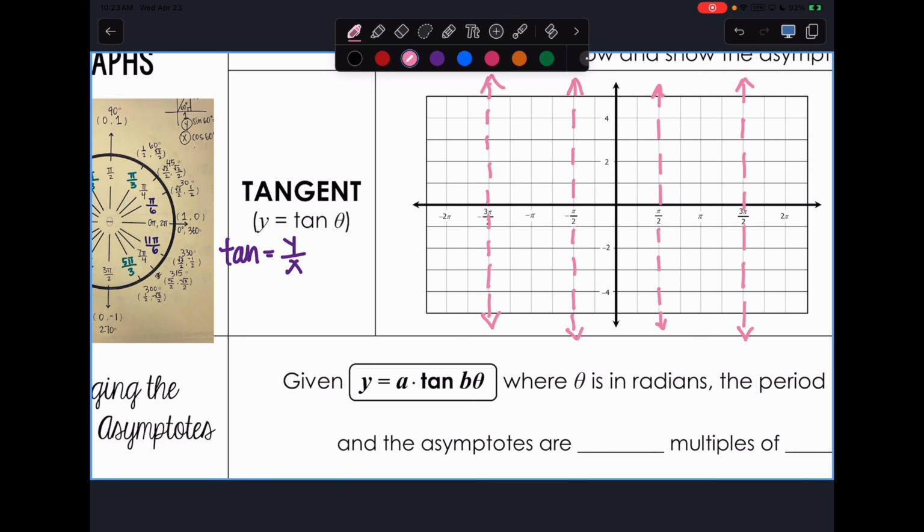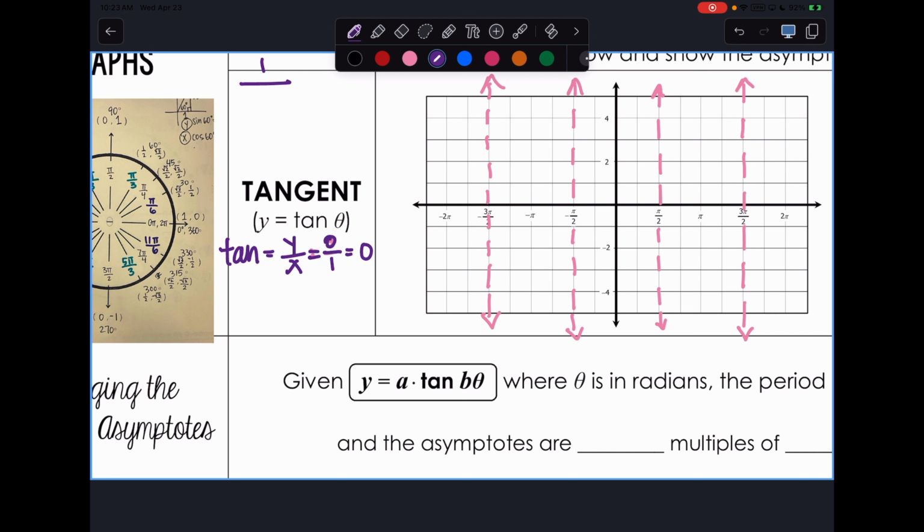And you're going to be given the exact same graph on the test and in your study guide. Are you okay? Now, what's my tangent at 0? 0 pi. What's my tangent there? 0 over 1, which equals 0.